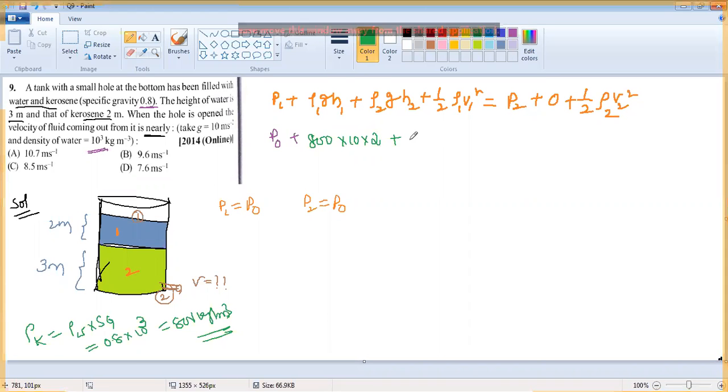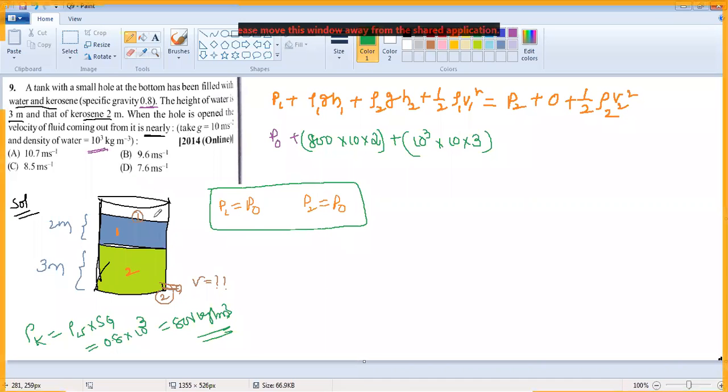Plus rho of water, that is 10 power 3, g is 10, water stands at 3 here. An important point here: the area will be taken as capital A and small a. Capital A is very much greater than small a. Here the speed is V1, and V1 is very much less than V2. So V1 is neglected.